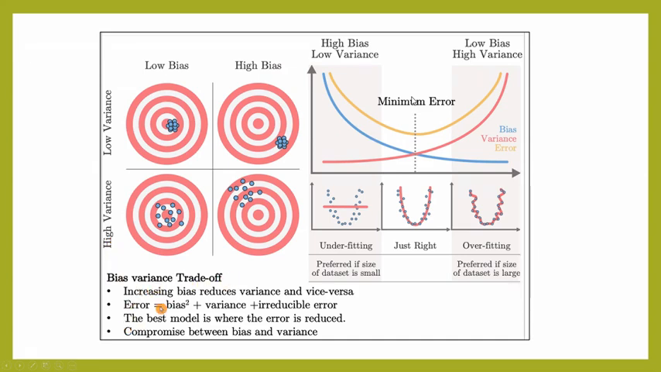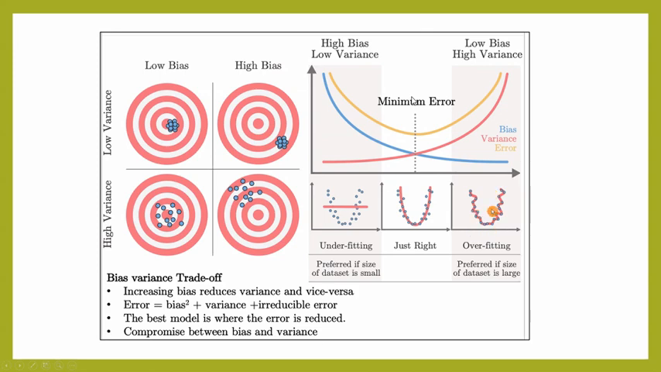So the bias-variance trade-off: increasing the bias reduces the variance, and vice versa. Now you must calculate the error. The minimum error can be calculated as bias squared plus variance plus irreducible error. Some errors cannot be reduced and will always be there. The best model is where the error is reduced. You are supposed to have the minimum error possible, where the total error is less, instead of just the bias being less or the variance being less. So it is something in between these two. This is the best example.